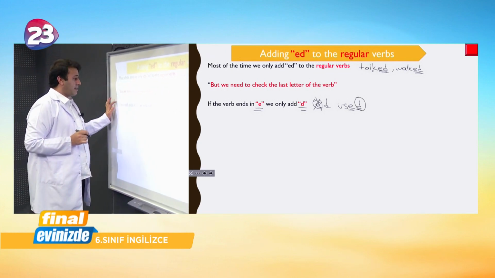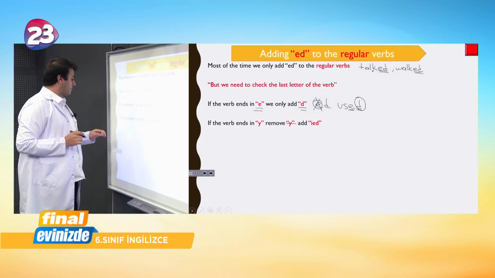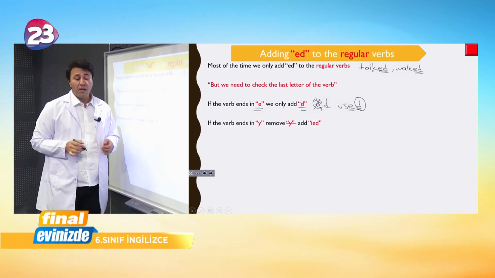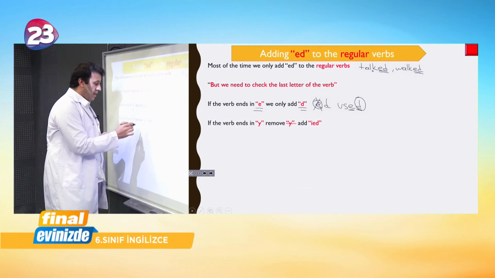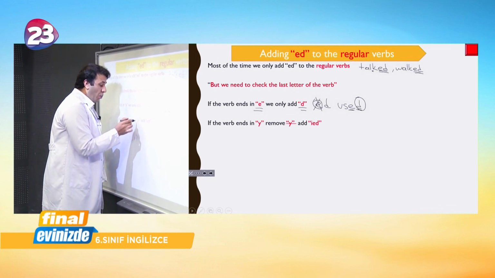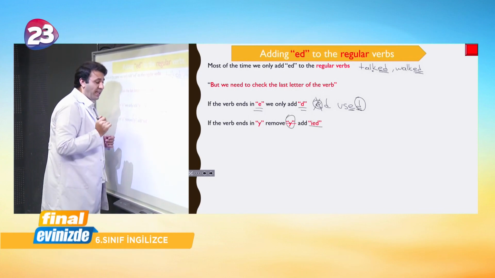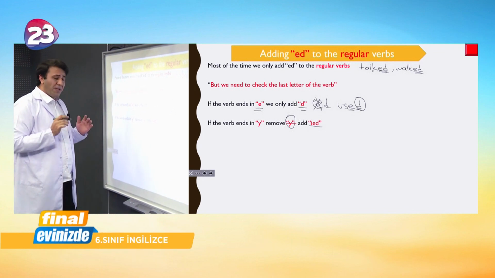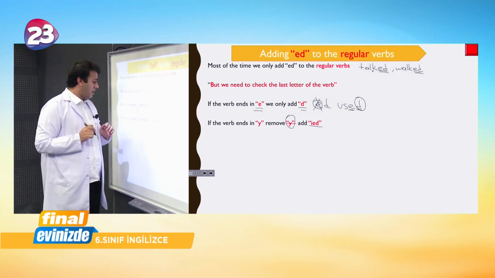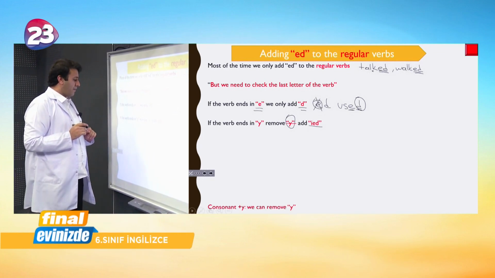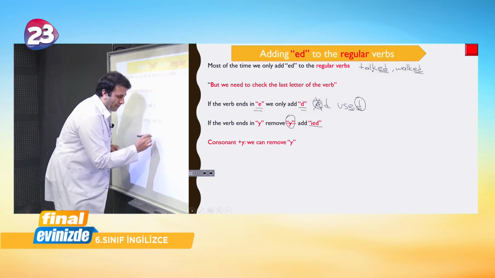Let's go ahead. If the verb ends in Y, we remove Y, and we add IED. Okay? That's okay. But again, we've got exceptions here. We need to be careful for this. For example, study.